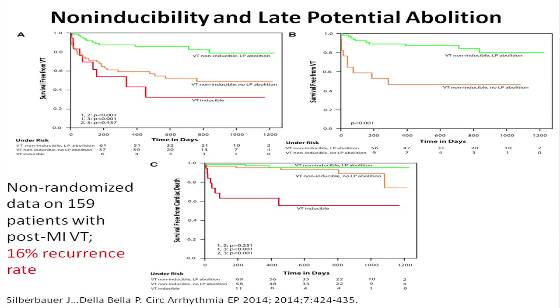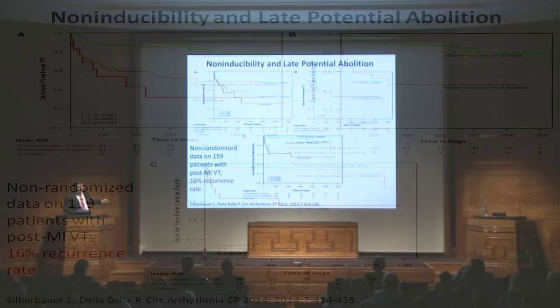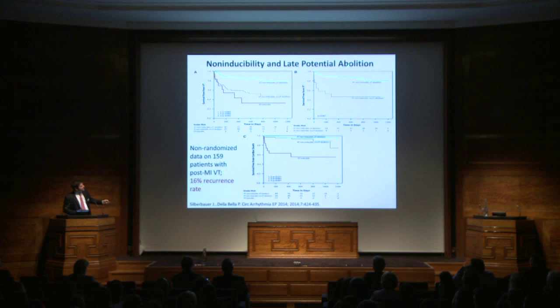So survival free from VT and LP ablation or late potential ablation, green line better than the other two. VT remaining inducible is obviously horrible. Freedom from VT against VT non-inducible, but the LPs persist. And again here, survival free from cardiac death, the green line is at the top again.